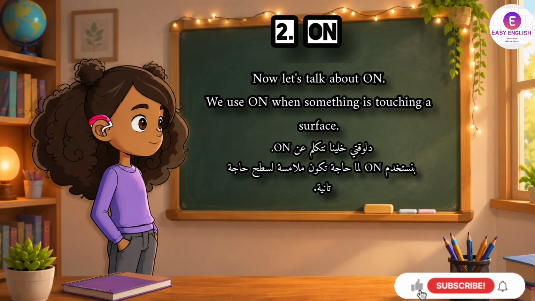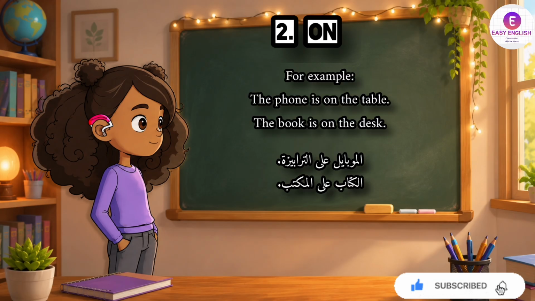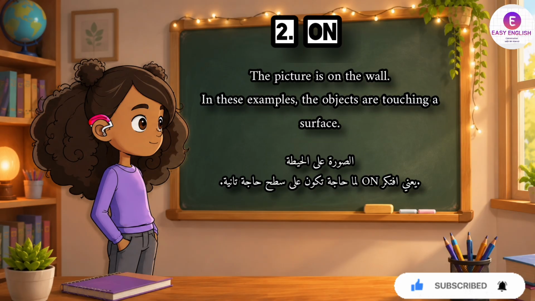2. On. Now let's talk about on. We use on when something is touching a surface. For example, the phone is on the table. The book is on the desk. The picture is on the wall. In these examples, the objects are touching a surface.